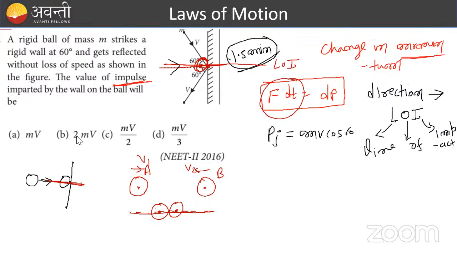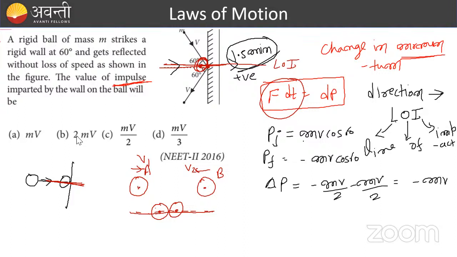Let me take this direction as positive, so this direction will be negative. The final momentum will be minus MV cos 60. So the change in momentum will be, MV cos 60 is simply MV into 1 by 2. If you subtract these two, it is minus MV by 2 minus MV by 2, so that will become minus MV. If we talk about the magnitude, the change in momentum is MV, so the impulse is how much?